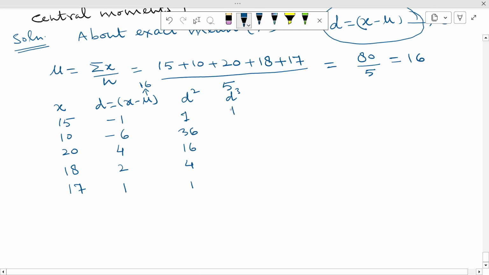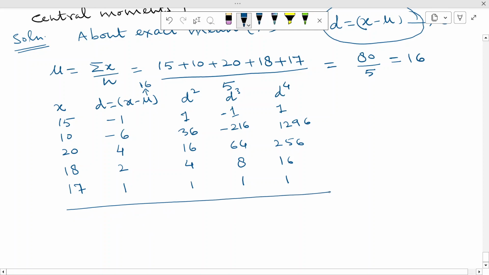So d cube is again the power of this d square. We have to multiply this d square by d, so this is coming out d cube. So 1 into minus 1 is minus 1. This is minus 216. Next we are having 64, then 8. Lastly we have 1. Next we can have this d to the power 4. So this is 1. And here we are having 1296. And next we are having 256. And we are having 16 and 1.